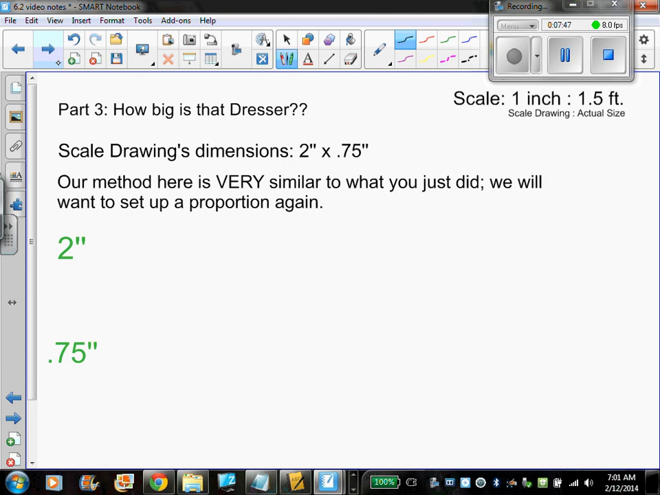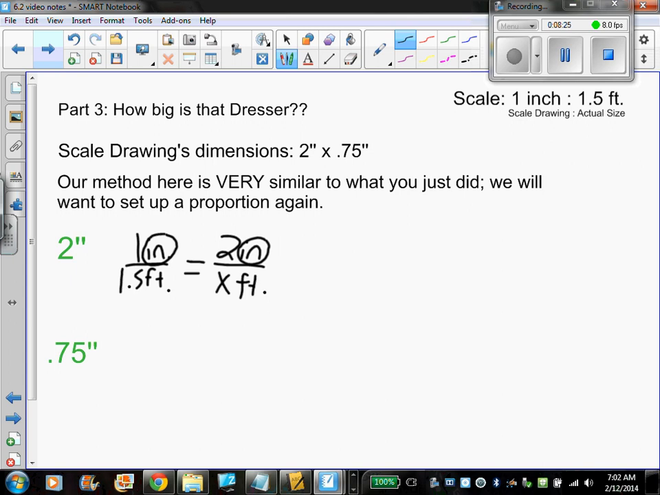So let's say that we want to go from the scale drawing to the actual length. It's going to be a very similar process. What we're going to do is start out with our scale factor again. But this time we're told that the dresser is 2 inches on the drawing, so we're going to put 2 inches right here. Notice that we don't have to convert this one because the scale is already in inches, and we were given information in inches this time. So there was no conversion of anything necessary. And we're going to figure out how many feet that's going to be in real life.